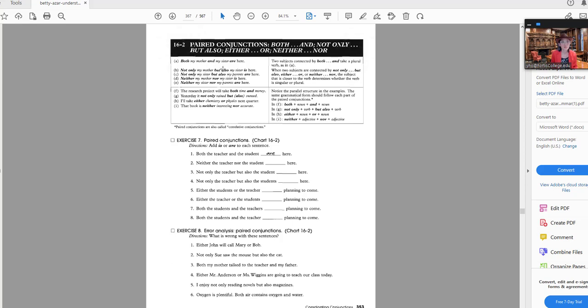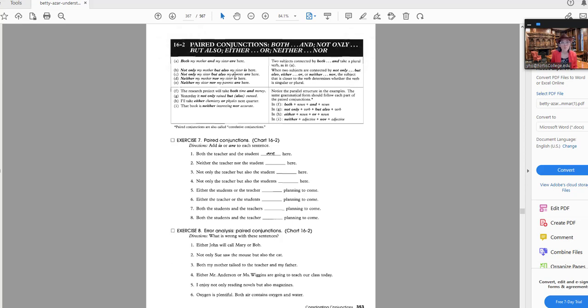Not only my mother, but also my sister is here. So here you have two different subjects, and then each one is being chosen out. And so when you choose out a subject, then it's a singular subject. So when two subjects are connected by not only but also, either or, neither nor, the subject that is closer to the verb determines whether the verb is singular or plural. So here, sister is singular, so it takes a singular verb. So here you have parents. Whichever subject is closest to the verb, that's what the verb goes for.